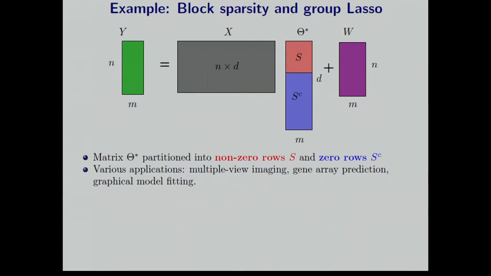So if one coefficient is on, then the other coefficients in the same row are likely to go on. This comes up in things like gene array prediction, in graphical model fitting, in multi-view imaging. There are many cases where that simple model is motivated. So there's a natural generalization of the L1 norm. In this simple case, you could just look at the L1 norm of the L2 norms of the rows. It's a convex function. It's again very much like a relaxation of the L0 norm applied to the L2 norm of the rows.